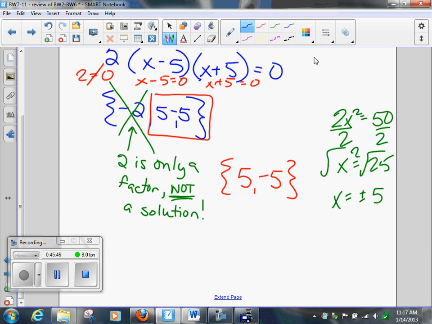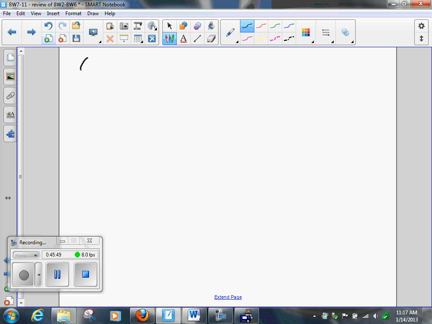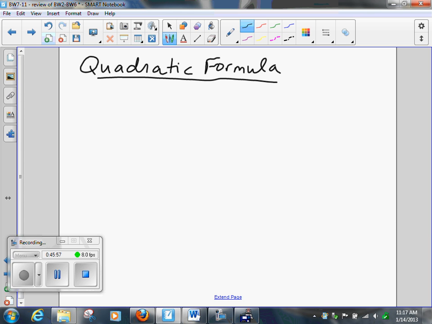Hey, guess what now? Quadratic formula. We all love the quadratic formula. When do we use the quadratic formula? It's a last resort. It really is the last resort. Doesn't have to be. Because we use it as a last resort when the quadratic won't factor.